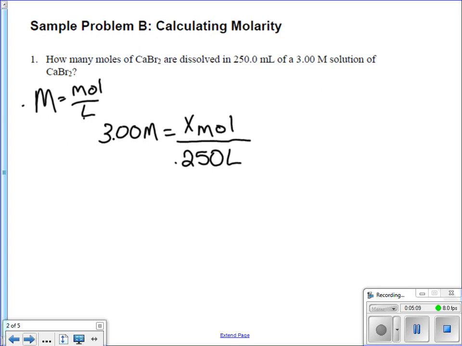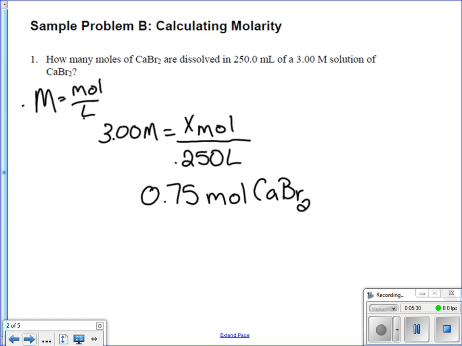So now, do your algebra. We're going to multiply each side by 0.25 because we want x by itself. So when we multiply 0.250 times 3, we get 0.75 moles.